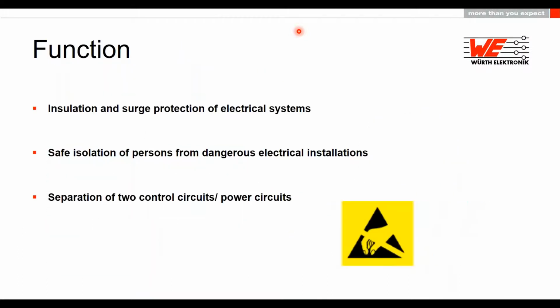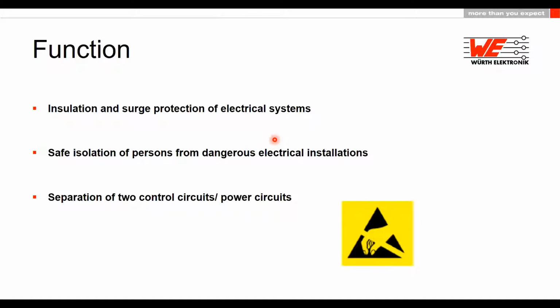So let's continue with the function of an optocoupler, or why we use optocouplers. We have heard that the optocoupler can be used as an isolator, separating two circuits. But there are also some other points we have to mention about the function of the optocoupler. An optocoupler is not only used for isolation or overvoltage protection of an electrical system, but also for personal protection.